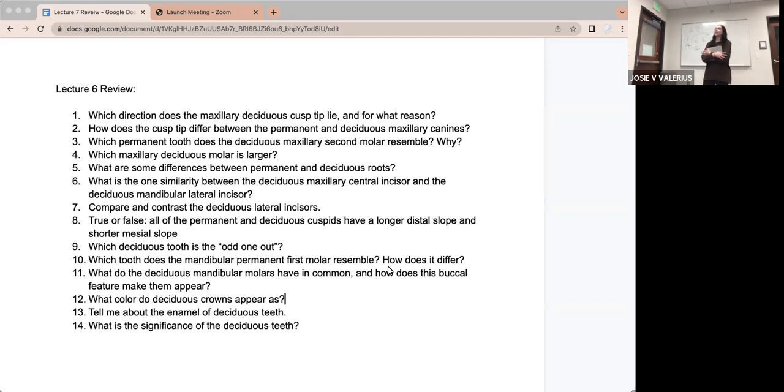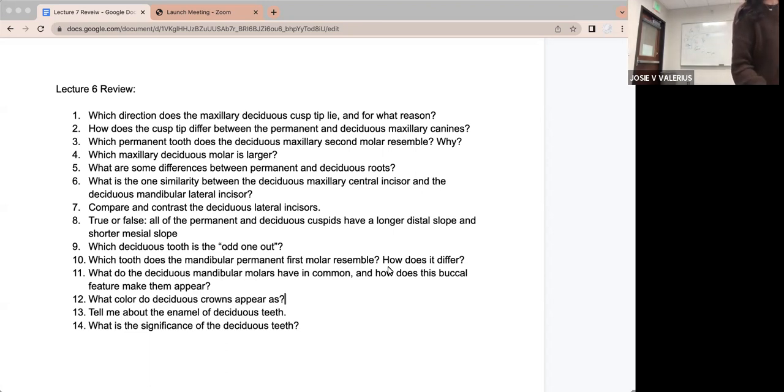Okay, and then 11, what do the deciduous mandibular molars have in common? And how does this buccal feature make them appear? Okay, and then for this one, I'm actually gonna draw a picture. Is this with the same relative sizes? Not quite. So for this one, I was a little confused about this when I took the class, so I just wanted to clarify what it means. So I'm gonna find it so you guys can look at exactly what I'm looking at.